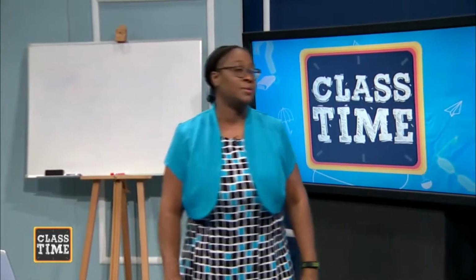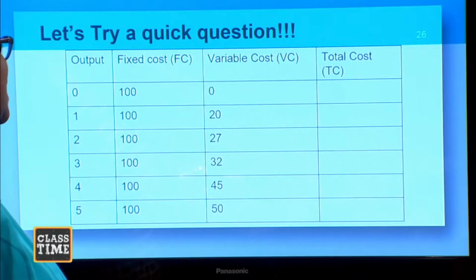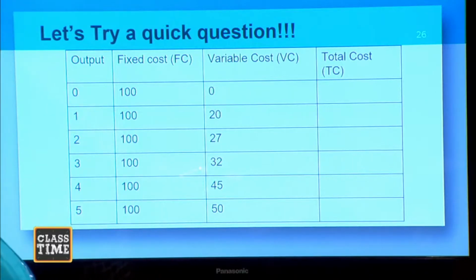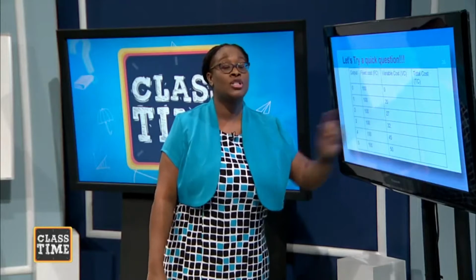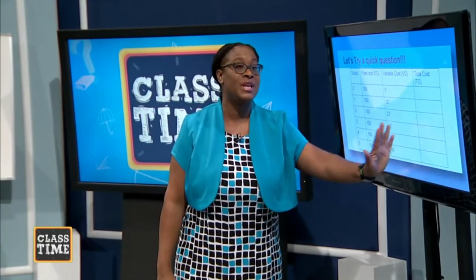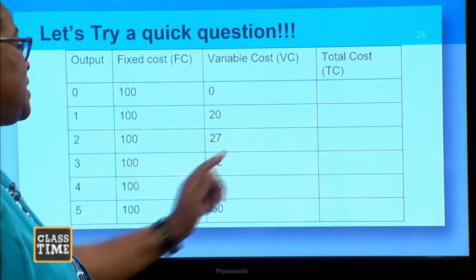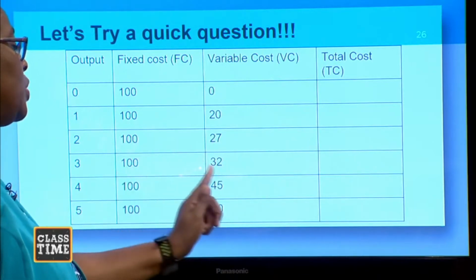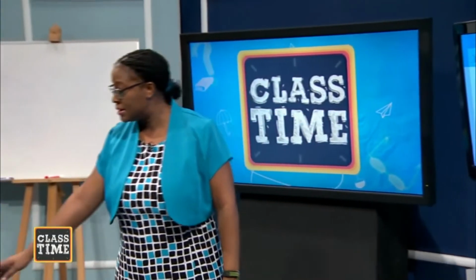Now, let's try a quick question. You have your output from 0 to 5, and your fixed cost right throughout is $100, and your variable cost is right there. And they're asking you to complete this table and calculate the total cost at each level of output. And what did we say a while ago was your total cost? Your total cost is your fixed cost plus your variable cost. So all we're going to do for this simple table is add your fixed cost to your variable cost. And you can do this in less than a minute. It says 100 plus 0, 100 plus 20, 100 plus 27, 100 plus 32, 100 plus 45, and 100 plus 50, and you will have your total cost.